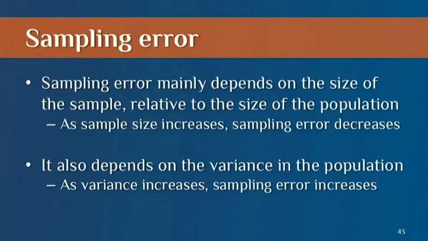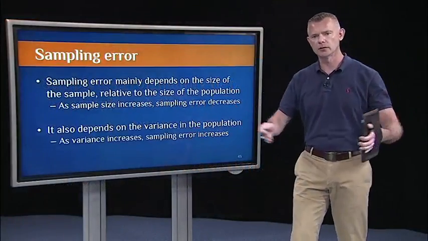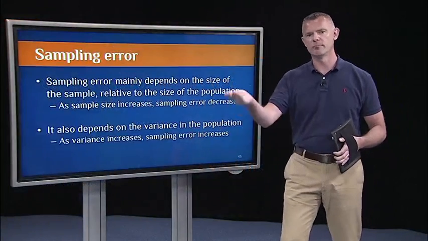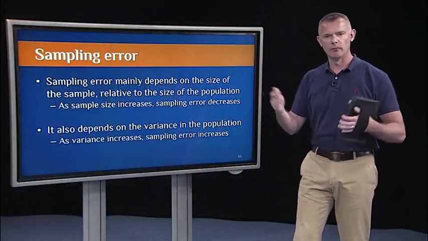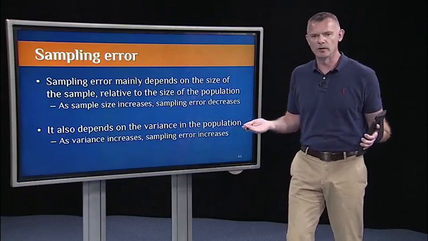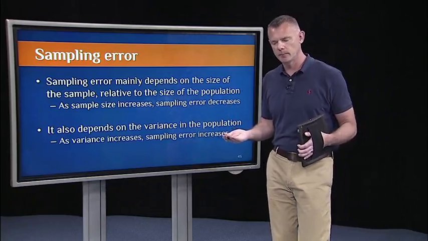Sampling error mainly depends on the size of the sample, and that should just be intuitive, right? If I'm trying to make a generalization about all healthy young adults or all healthy children, and I only sample, say, 10 from the Princeton community, that's not a very random or representative sample. There's likely to be very large sampling error.